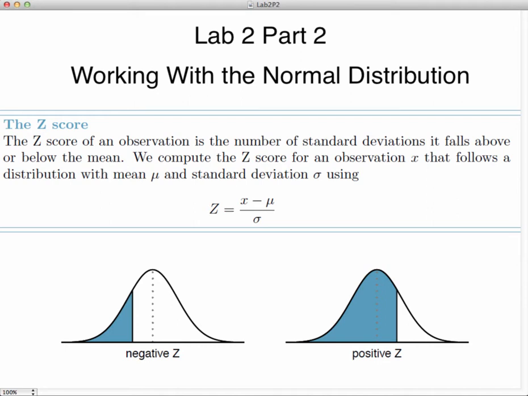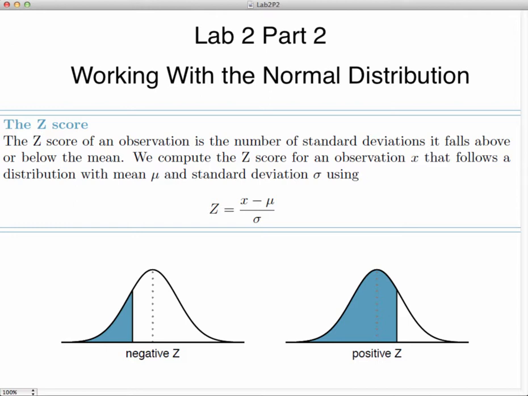Working with normal distributions, but this time we're going to talk about the z-score. So in this exercise, we're actually going to be doing exercise 3.3. We're predominantly going to be talking about the z-score. So a quick review of what the z-score is all about. The z-score of an observation is the number of standard deviations that it falls above or below the mean.